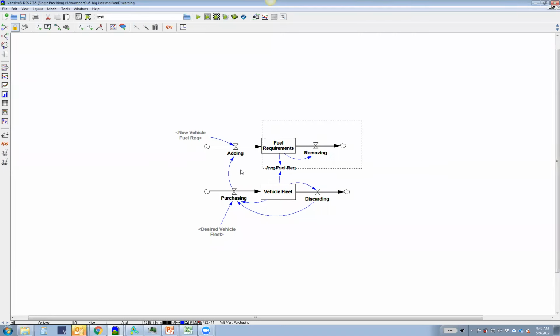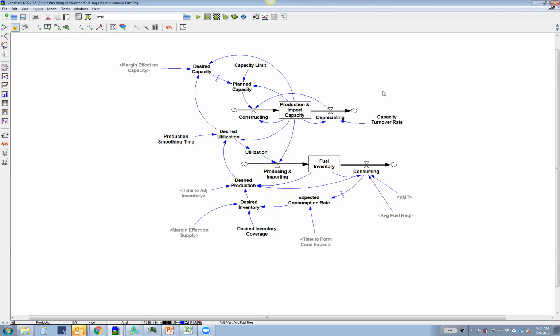And then every time you add a car to the fleet, you add its fuel requirements to the aggregate stock of fuel that you would need to run the whole vehicle fleet at kind of normal utilization. So from that, you can work out the average fuel efficiency of the whole vehicle fleet. And then the same thing exists on the supply side. There's capacity to import or refine fuels, and that's constrained by limitations from permitting. And then there's a fuel inventory. So you produce fuel, stock it, and then people consume it based on how much they drive, how many cars they have, and so on.